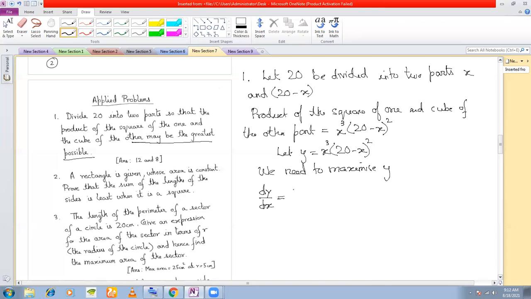dy/dx, differentiate this by the u into v rule: 3x square into (20 minus x) whole square, plus x cube into 2 into (20 minus x) into minus 1, right? Which is 3x square into (20 minus x). You can simplify this, then you can take common.